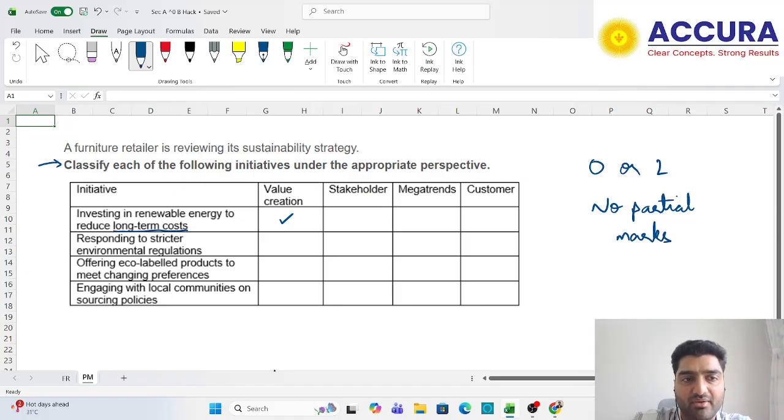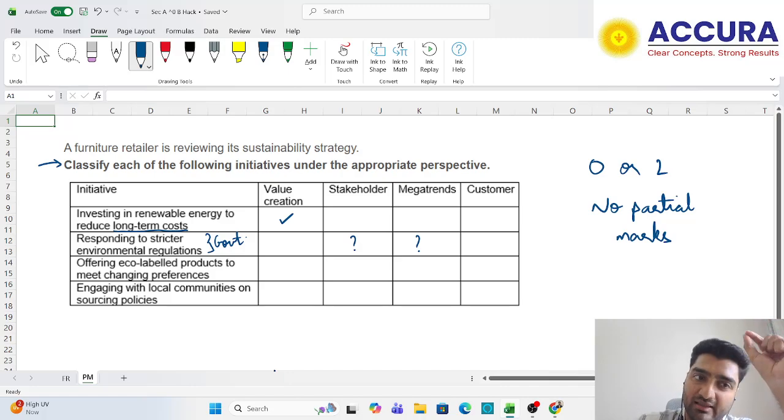Second initiative, responding to stricter environmental regulations. Now see, there can be a confusion whether this pertains to stakeholder or to mega trends. Government environmental regulations are given by the government or the local authorities, and even this government or the local authorities is a stakeholder in our business, right? So we are confused for now if this pertains to stakeholder or mega trends. Let's keep this on hold.